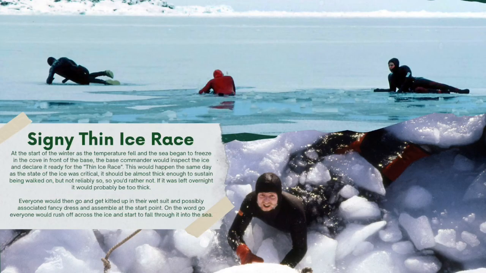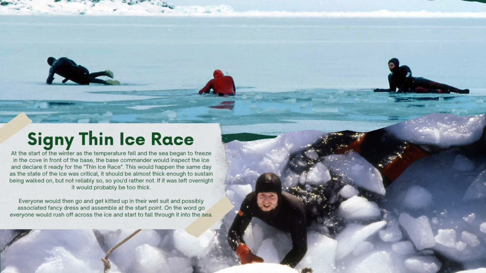Next is the Sydney Thin Ice Ridge. At the start of the winter, as the temperature fell and the sea began to freeze in the cove in front of the base, the commander would inspect the ice and declare it ready for the Thin Ice Ridge. This would happen the same day as the state of the ice was critical. It should be almost thick enough to sustain being walked on, but not reliably so. If it was left overnight, it would probably be too thick.